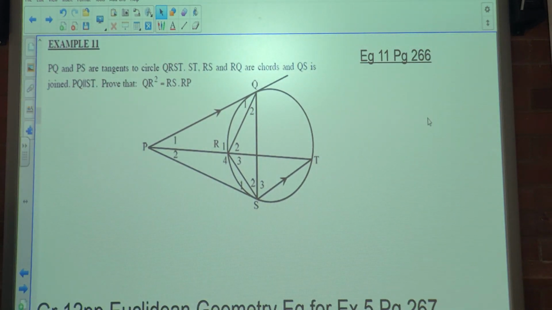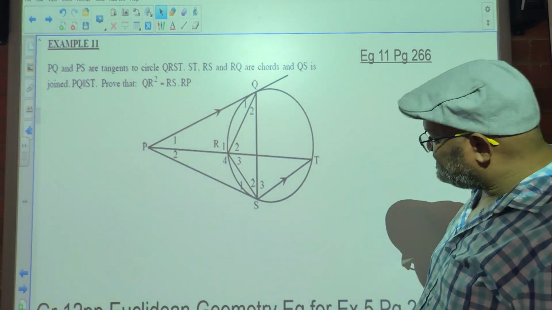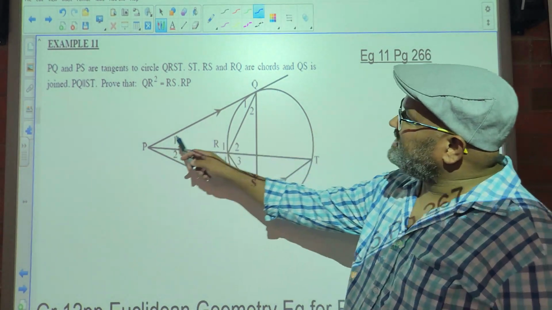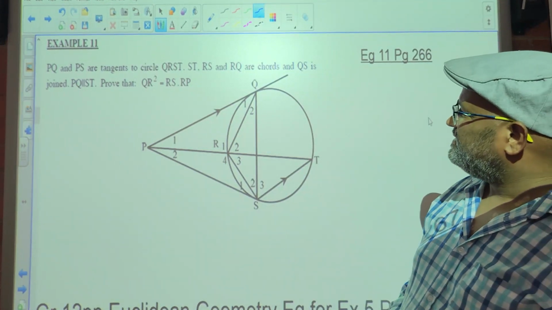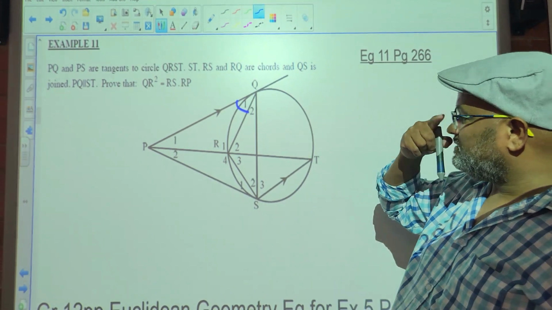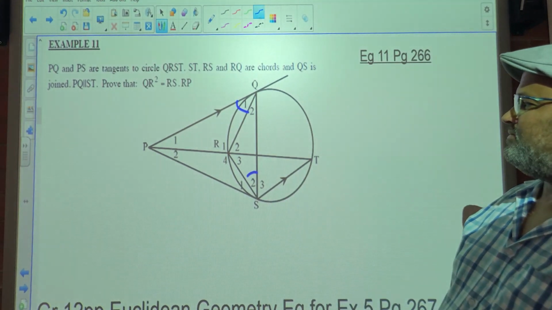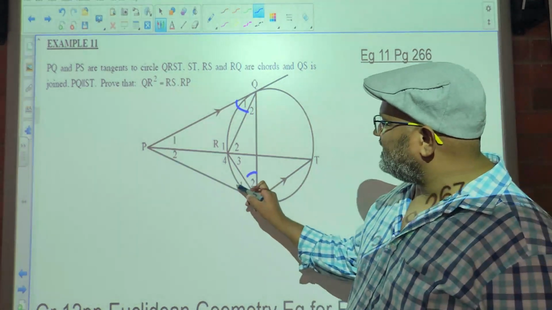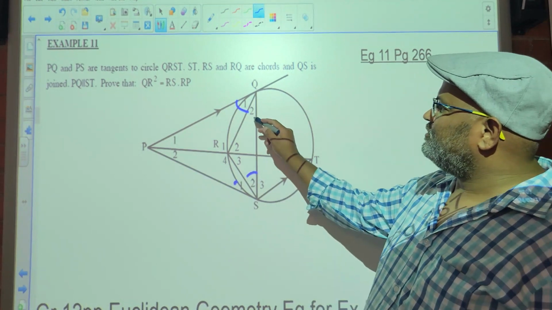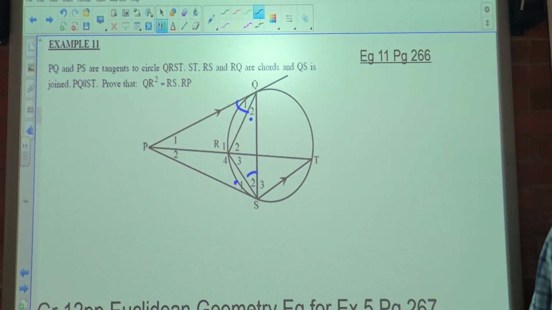Right. People here they say, example 11, PQ and PS are tangents. So PQ and PS are tangents. Before I go anywhere else, what can be concluded here? That Q1 is equal to S2. Why? Tan co-theorem. Okay. Then S1 is equal to Q2. Why? Tan co-theorem.